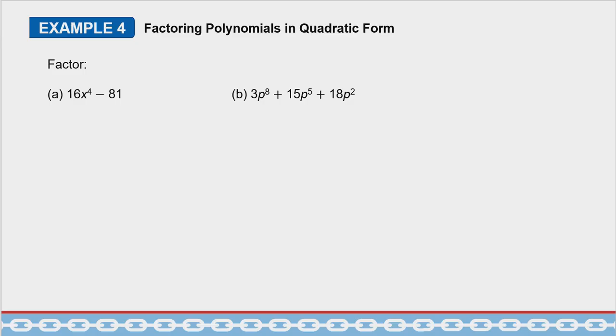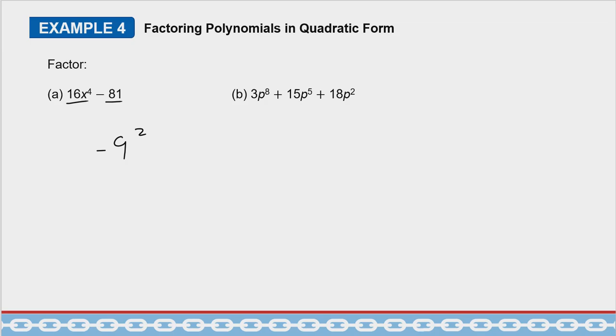So number 4, factoring polynomials in quadratic form. I have 16x to the 4th minus 81. Well, this is really a difference of squares, right? So if I say, oh, both of these are perfect squares. This is a perfect square and this is a perfect square. This would be minus 9 squared.